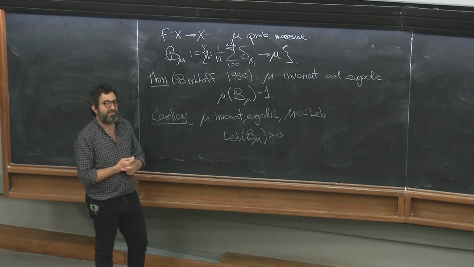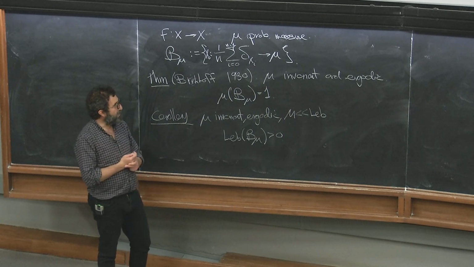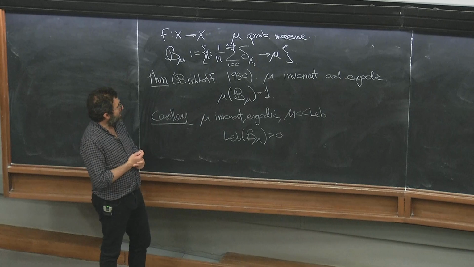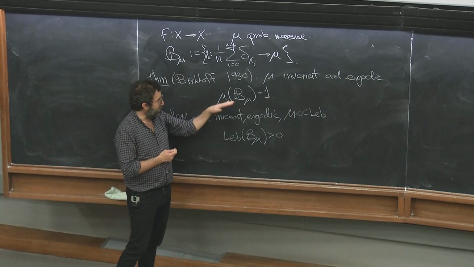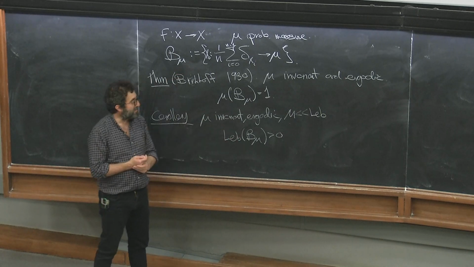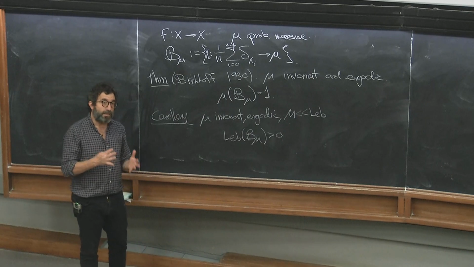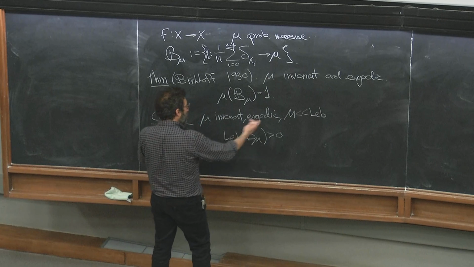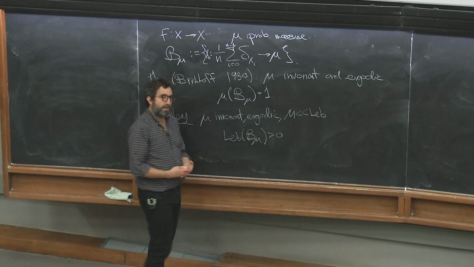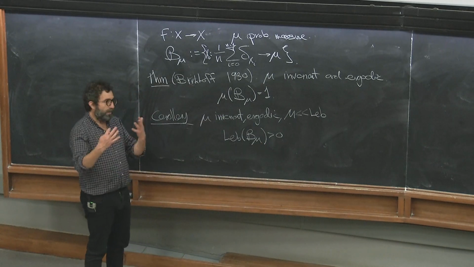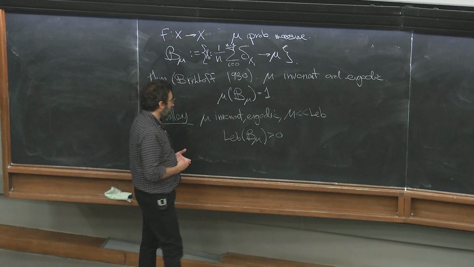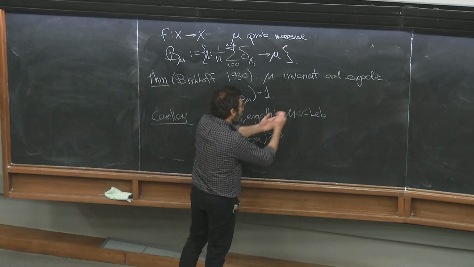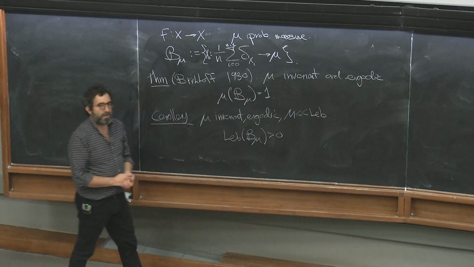As I said before, this is a kind of roadmap, suggesting a strategy. It's not necessarily the only strategy, but if we're looking for physical measures and we have this corollary, then a natural strategy is to take a system and try to find out if it has an invariant, ergodic, absolutely continuous measure.